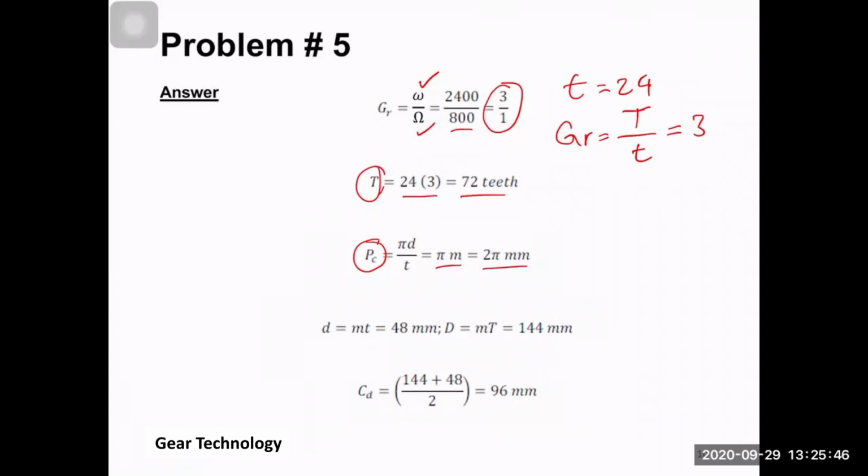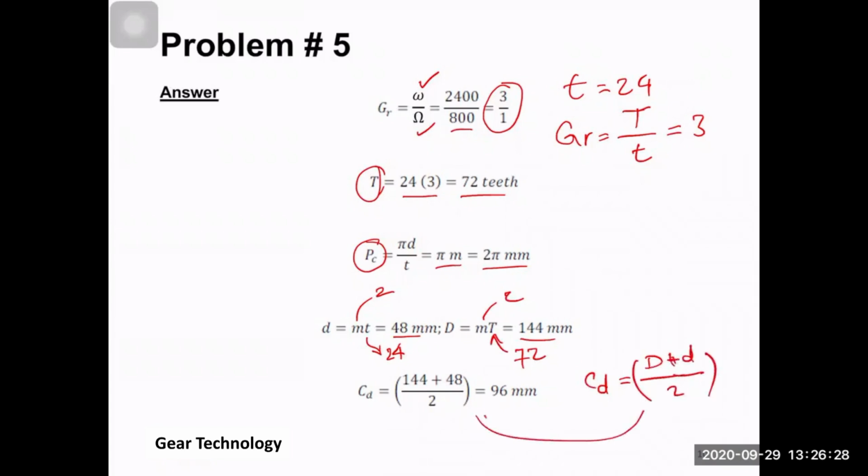Then because we know the number of teeth and we know the module, we can find the diameters. So the pitch circle diameter of the pinion, d, is equal to m times t. m is given as 2, the number of teeth here is 24, so we have the diameter for the pinion. Capital D is equal to m times T. The module is given as 2, and the number of teeth 72, so we have this diameter as well. And then remember the center distance is equal to capital D plus small d over 2, right? So we can use this equation to find the theoretical center distance.